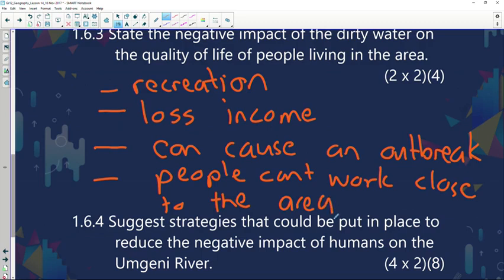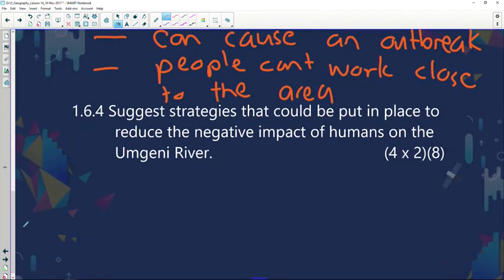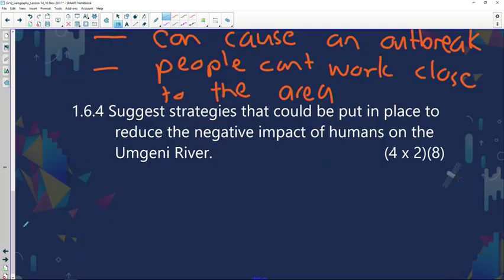Okay, now your next question is also a paragraph question that we need to have a look at. Remember, only answer this question in paragraph format. I'm going to use bullets, but keep in mind that you need to answer this in paragraph format and do not write your answer in bullets. Suggest strategies that could be put in place to reduce the negative impact of humans on the Umgeni River. Now, first of all, stricter control and legislation from the department.